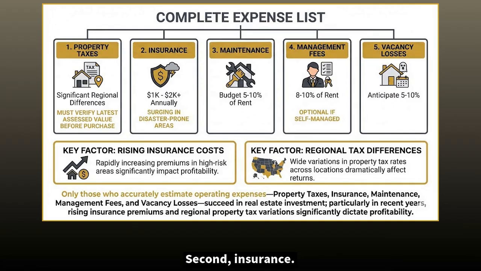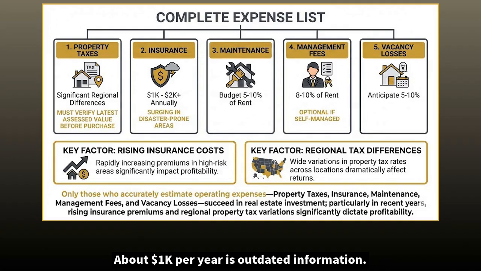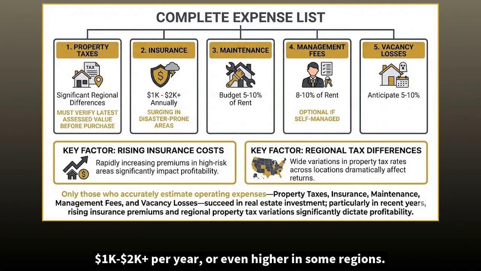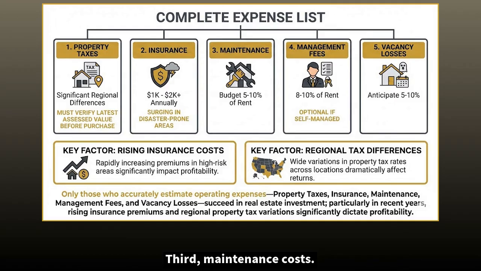Second, insurance. In recent years, insurance premiums have risen sharply, especially in disaster risk areas. About $1,000 per year is outdated information. It's $1,000, $2,000 plus per year, or even higher in some regions. Always get quotes and reflect them in your projections. Third, maintenance costs. Set aside 5 to 10% of rent. Roof, plumbing, equipment. They will all break eventually.